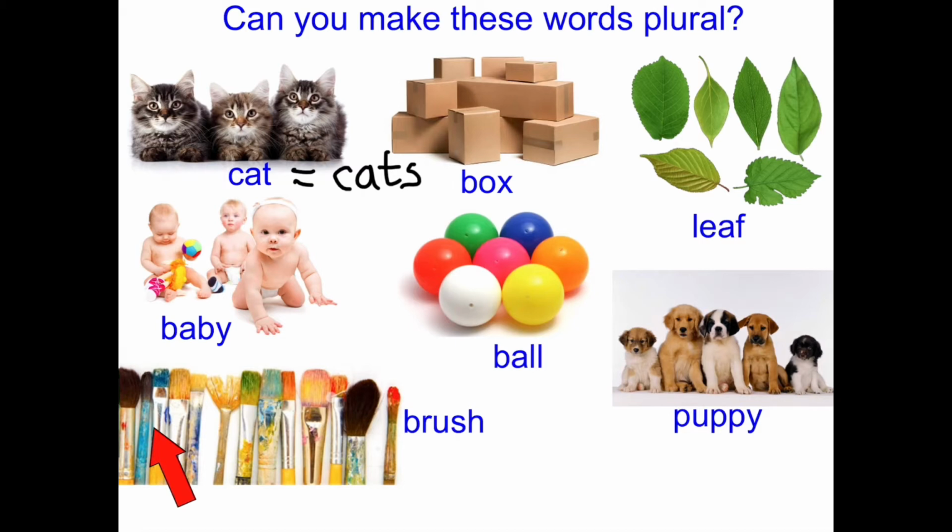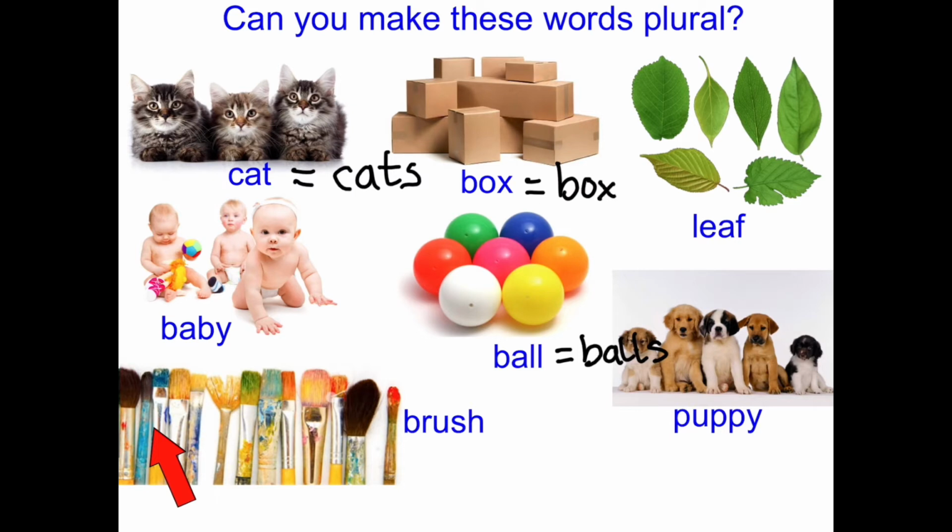So let's have a look at the answers. Let's do the easy ones first. Cats was easy. Balls is also quite easy. It's just b, a, l, l, and you put an s on the end. Now the others all have a bit of trickiness about making them into a plural. So box turns into boxes.